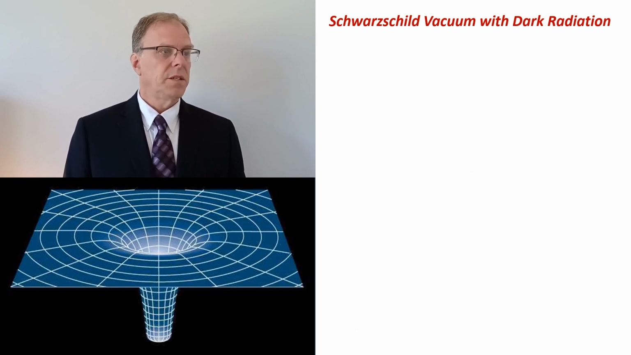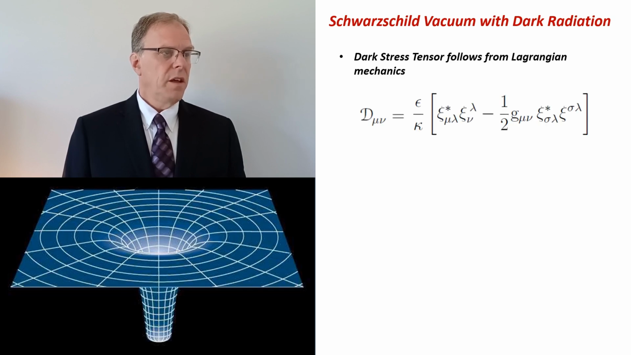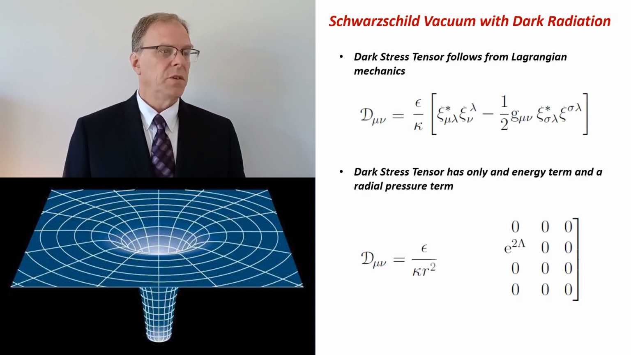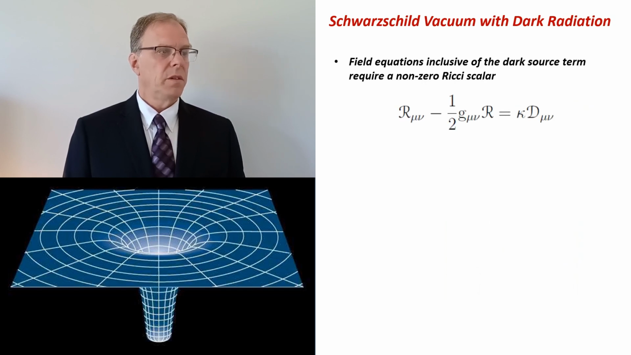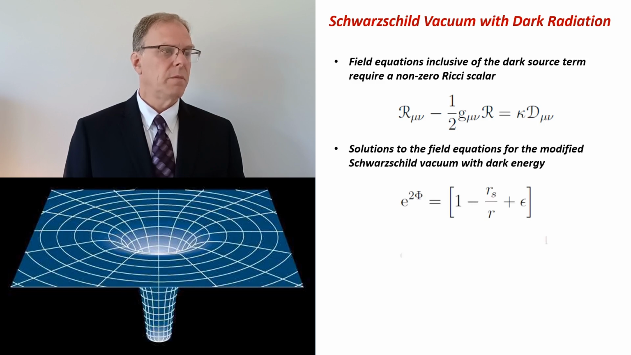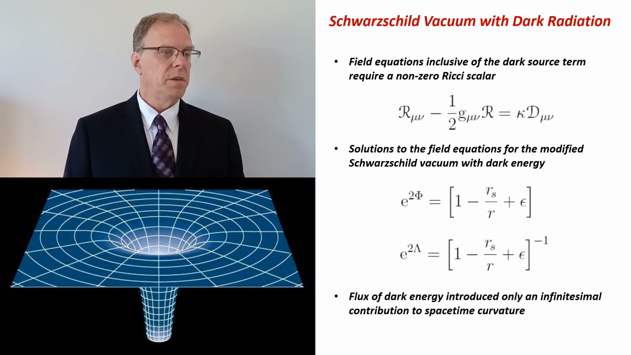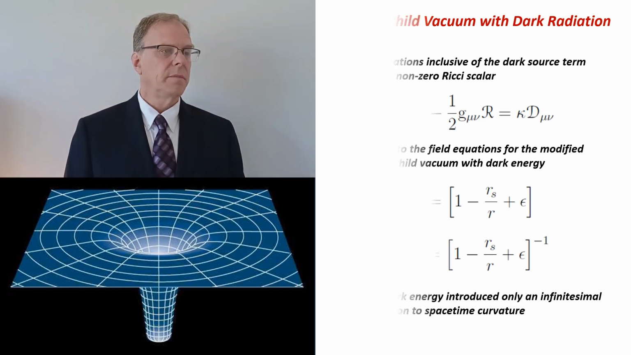The dark stress tensor shown here follows naturally from Lagrangian mechanics and features only an energy term and a radial pressure term. With an explicit form of the dark source, the field equations for the Schwarzschild vacuum with dark energy flux can be solved, leading to components of the metric determined by these two formulas. We see that the flux of dark energy introduces an almost irrelevant contribution to space-time curvature. For the Sun, this modification is on the order of 10 to the minus 17.